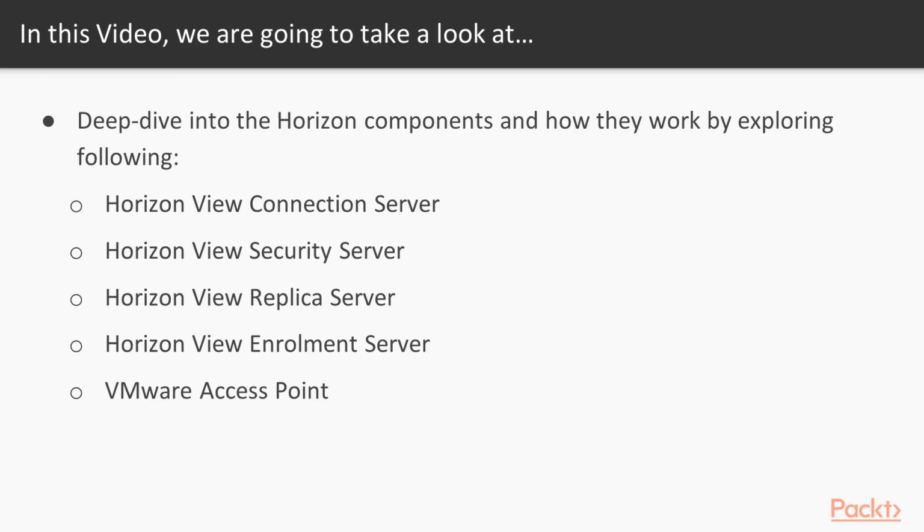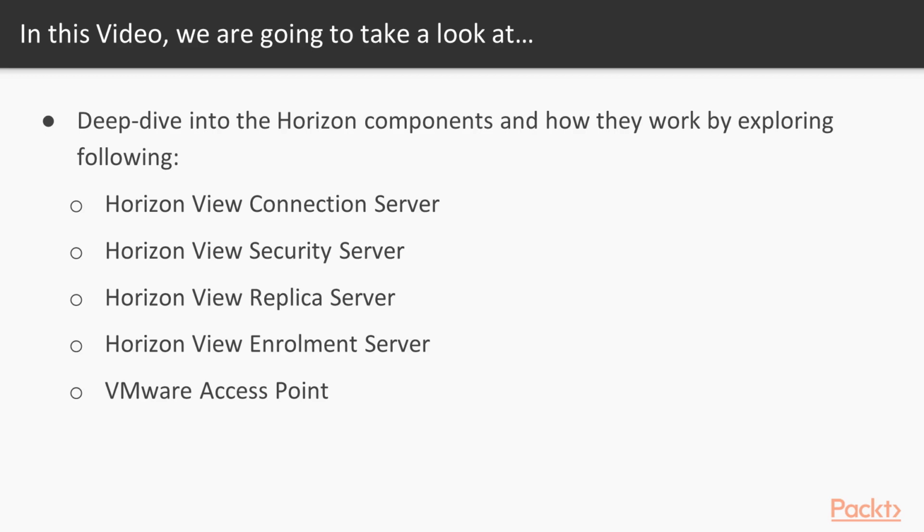We will then dive a little deeper into the architecture and describe each component in more detail and how it works. These components being the View Connection Server, the View Security Server, a View Replica Server, a View Enrollment Server, and then finally the VMware Access Point.